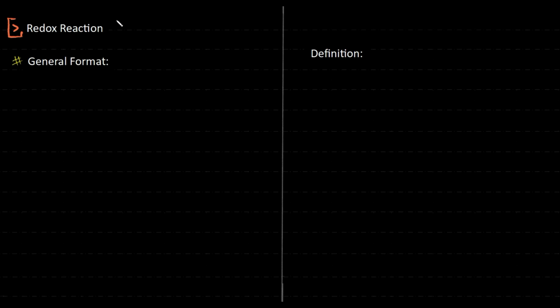We're looking at redox reaction. In general, it's a combination of reduction plus oxidation. We'll understand what is this reduction and oxidation over here. So we'll start off with reduction.